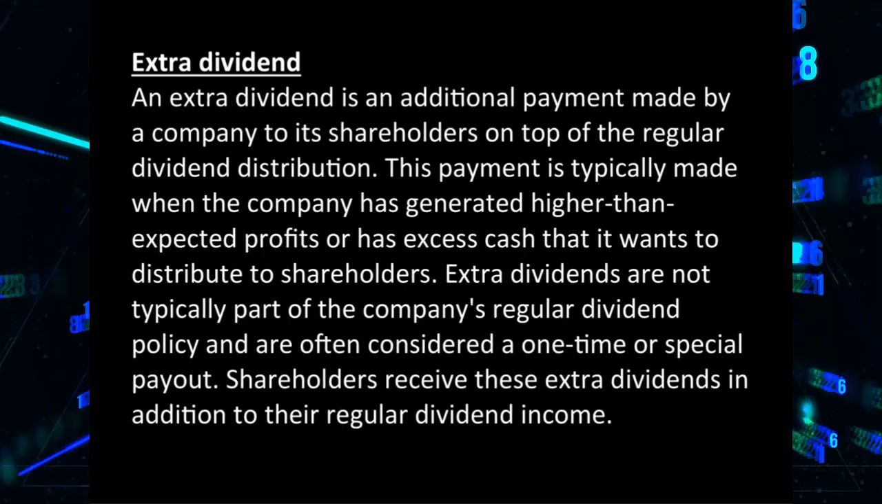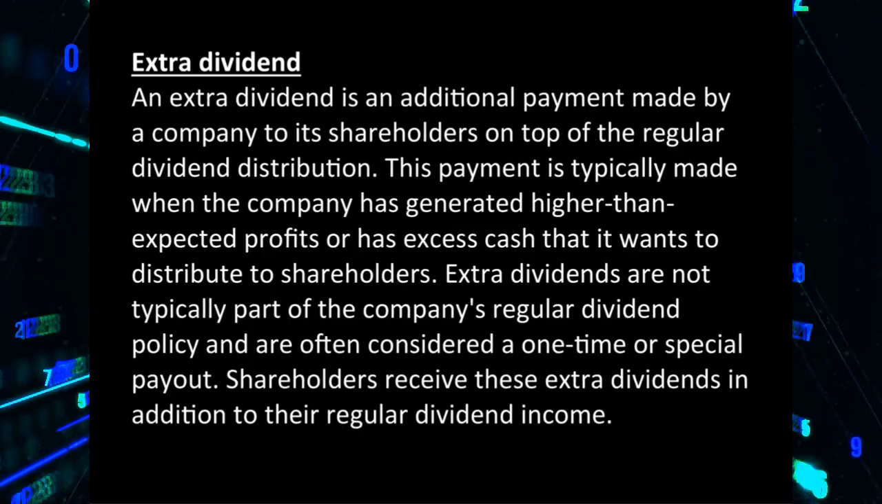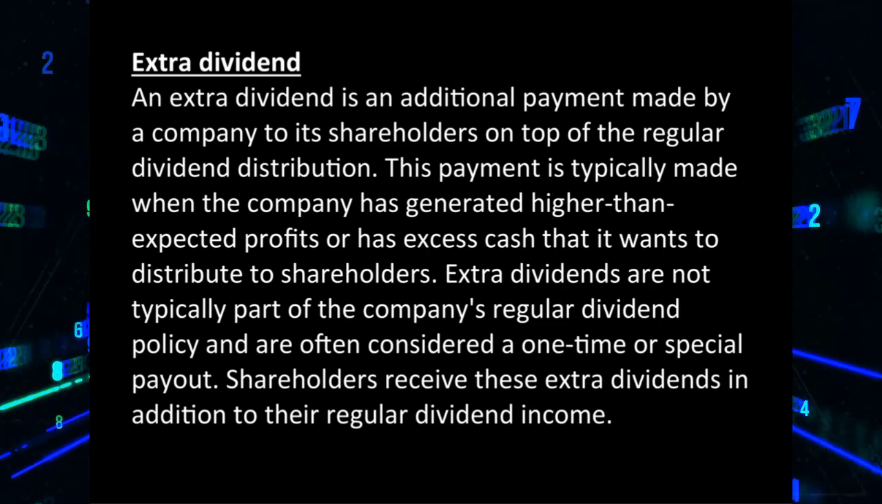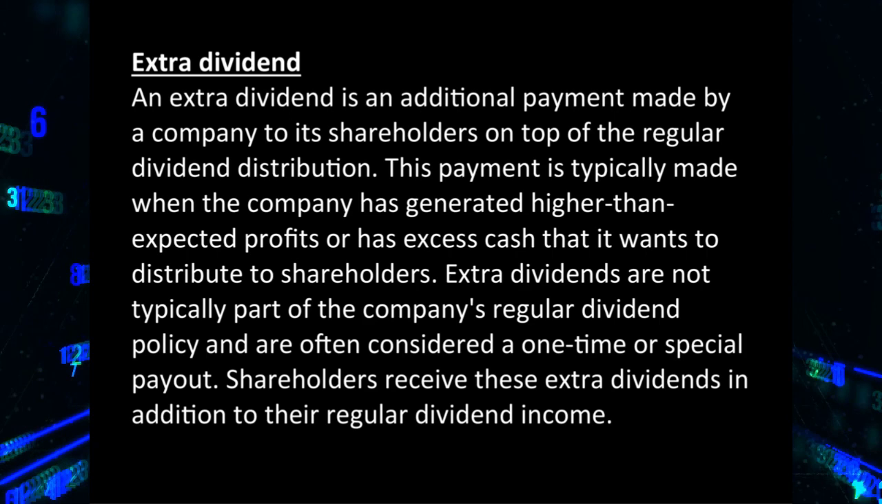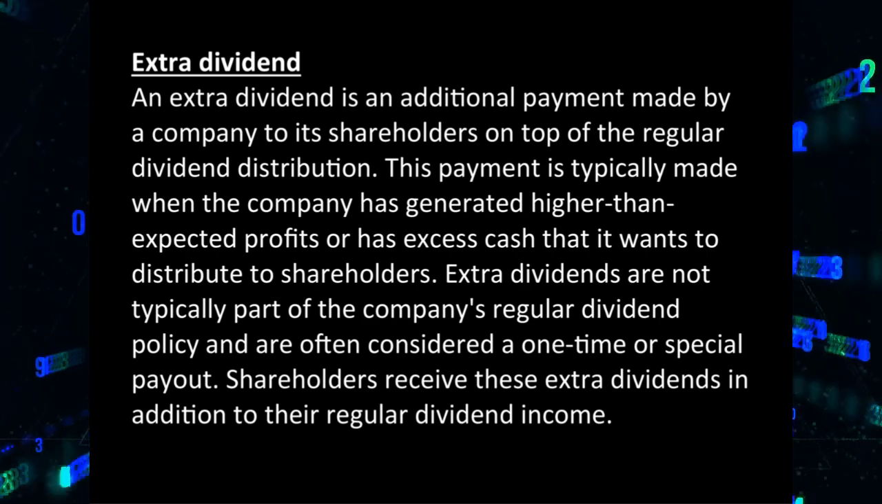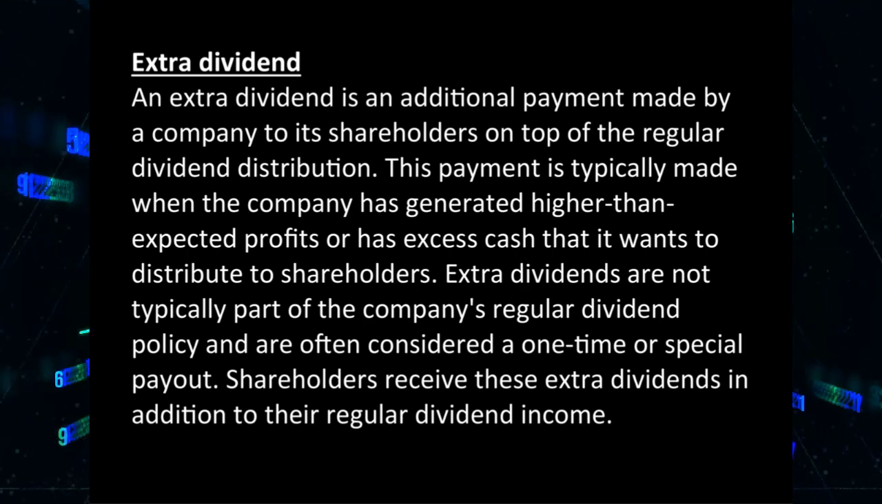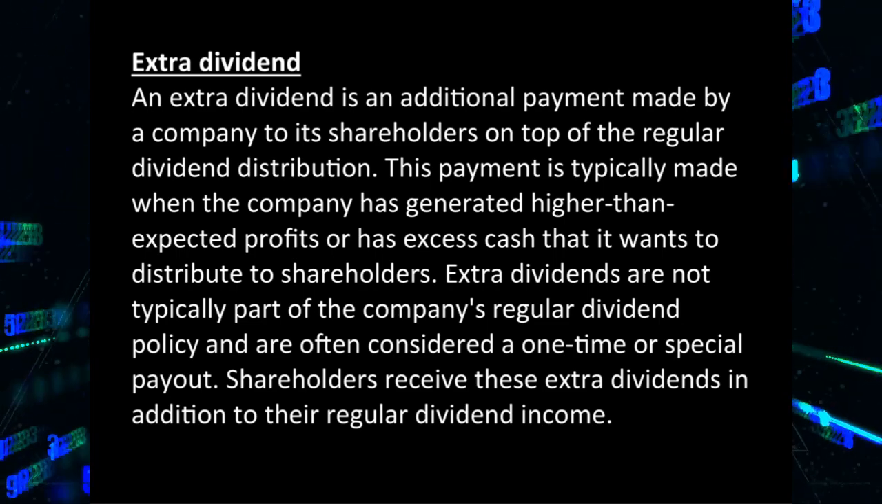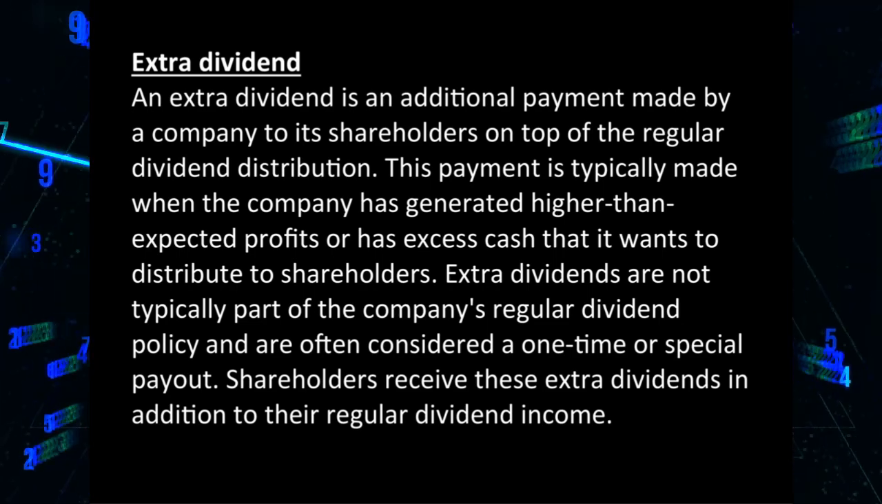Extra dividend. An extra dividend is an additional payment made by a company to its shareholders on top of the regular dividend distribution. This payment is typically made when the company has generated higher than expected profits or has excess cash that it wants to distribute to shareholders.